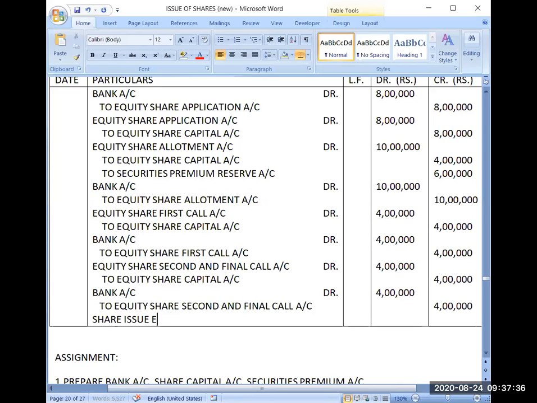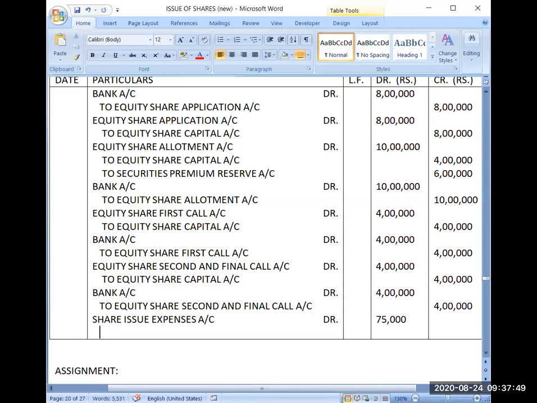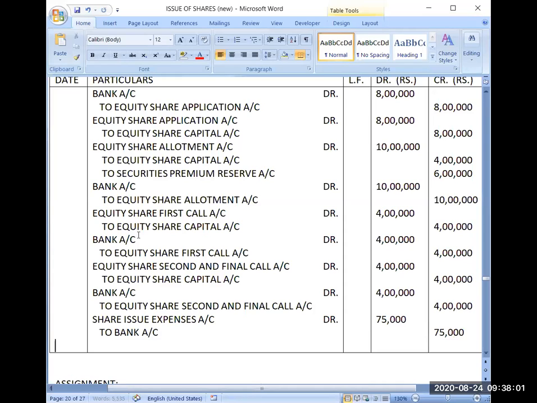Now the next entry will be share issue expenses account debit, 75,000 you have spent. It will reduce your bank balance also, to bank account 75,000. Now if the question asks you to write it off from securities premium reserve, fine. But even if the question is silent, you should automatically write it off if you are having securities premium. Otherwise, you can write a note also that we can write it off from securities premium if available.